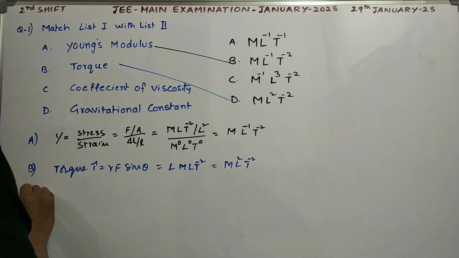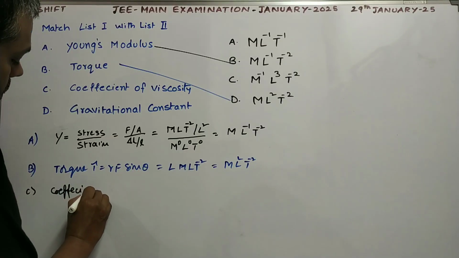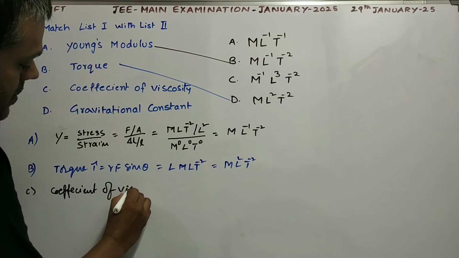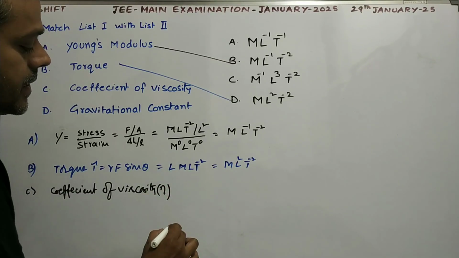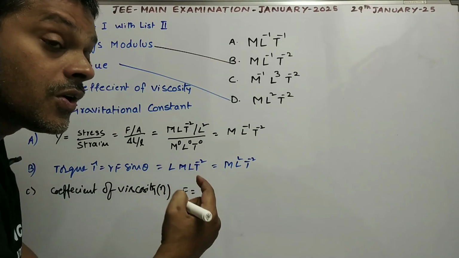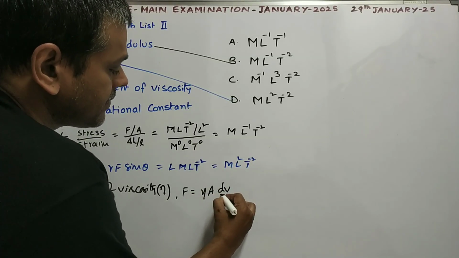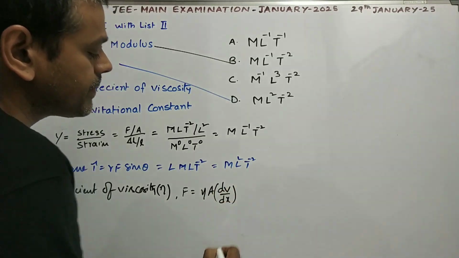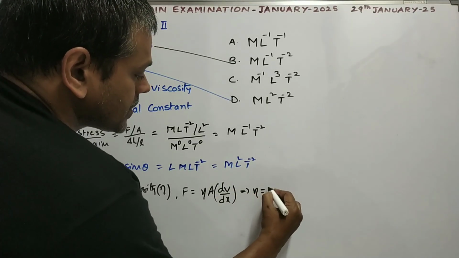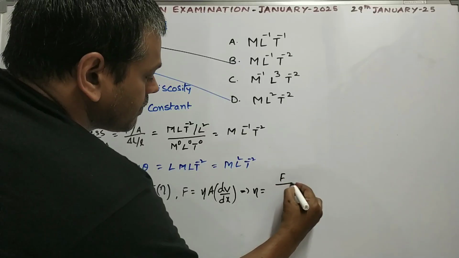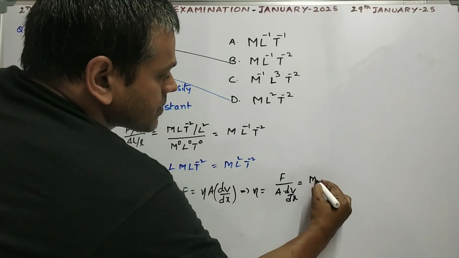And third one, C. What is that? Coefficient of viscosity. Coefficient of viscosity is represented by eta, which is obtained from the definition of viscous force. Force is equal to eta into A into dV by dx. Here dV by dx is nothing but velocity gradient. So from this you can write coefficient of viscosity eta is equal to F by A into dV by dx.